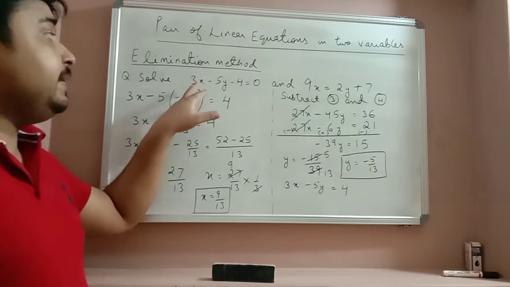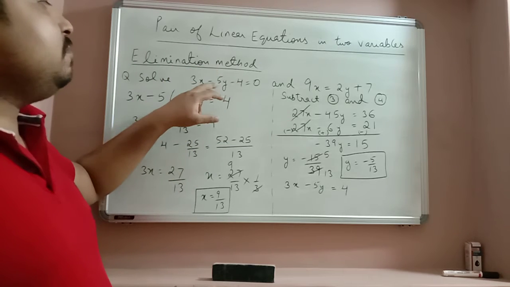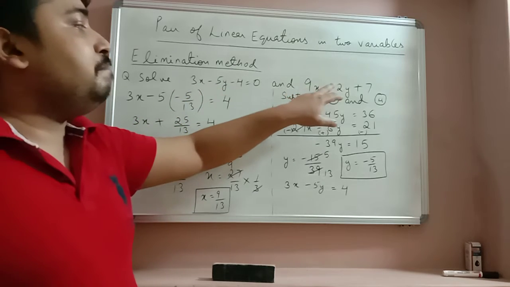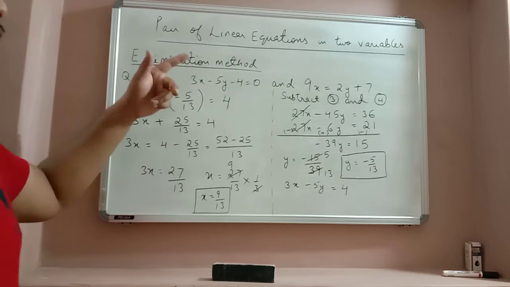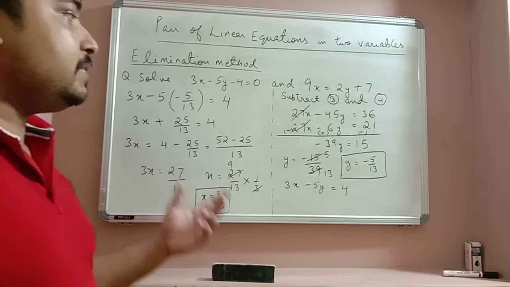Now here we eliminated x. We can also eliminate y. In that case we need to multiply the first equation by minus 2 and the second equation by minus 5, the coefficients of y. Let us see some more examples in order to understand this.